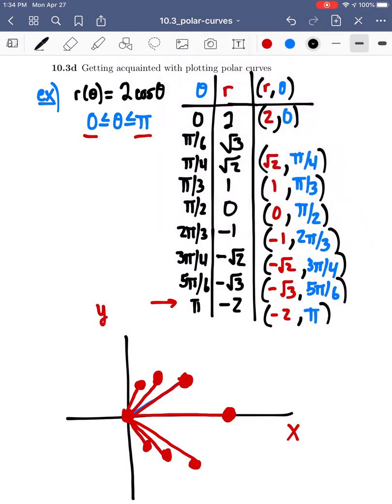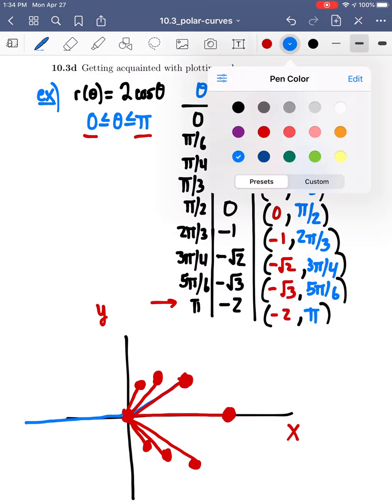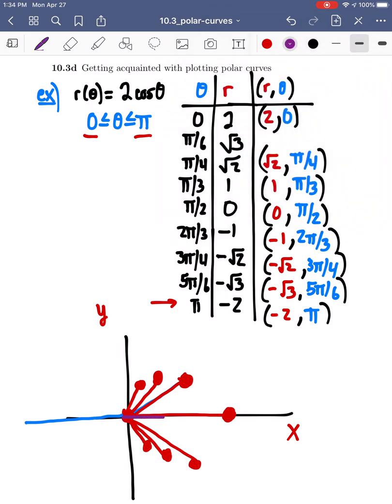So let's consider that again. At an angle of pi, well, that is in the negative x direction. But because r is negative, we reflect over the origin and go towards the positive x direction in this case. So instead of going a distance of 2 in the pi direction, because r is negative, we go over a distance of 2 in that purple direction in the positive x direction. And when we do that, lo and behold, we actually overlap with the first point that we plotted.